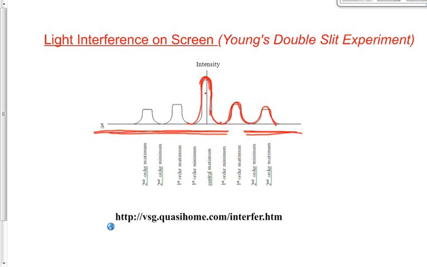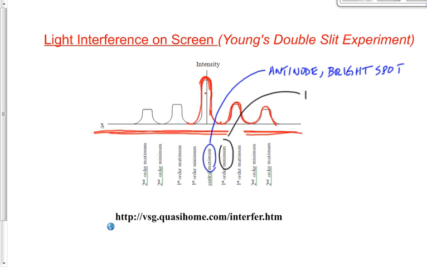We have other names for these as well. The maximums could be called antinodes. Could be called bright spots. So instead of being the first order central maximum, it could be the first antinode, the central antinode, or the central bright spot. Same deal with the first order maximum. Could be the first order bright spot, the first order antinode. The minima could be called a node or a dark spot.